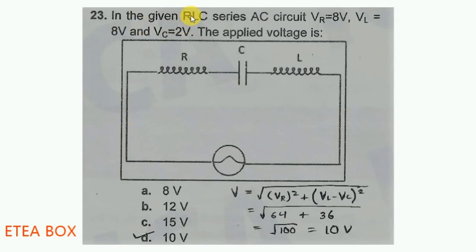In the given RLC circuit, VR is equal to 8 volt, VL is equal to 8 volt, and VC is equal to 2 volt. So the applied voltage is V = √(VR² + (VL − VC)²). Here VR is 8, so 8 8s are 64. VL minus VC is 8 minus 2, which gives 6, and 6 6s are 36. Now 64 plus 36 is 100. Square root of 100 is equal to 10 volt. So the applied voltage is 10 volt.